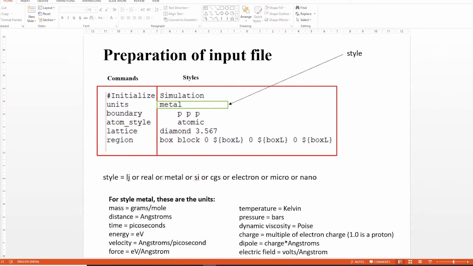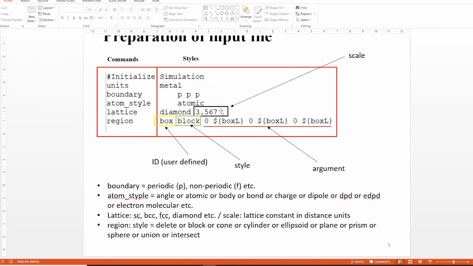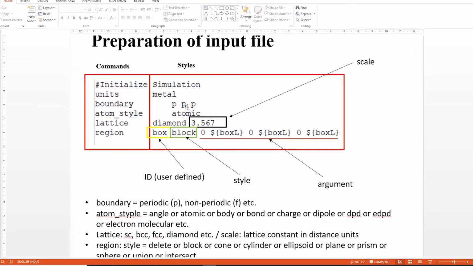So metal means mass in grams per mole, distance in angstrom, time in picoseconds, energy in electron volt, like that. So if you select metal, you have to consider the time in picoseconds and distance in angstrom. Then later on, boundary. Boundary is the command, and for style I'm taking a periodic boundary condition, PPP. If you are using periodic boundary, you have to write PPP. If you are using non-periodic boundary, you have to write FFF.